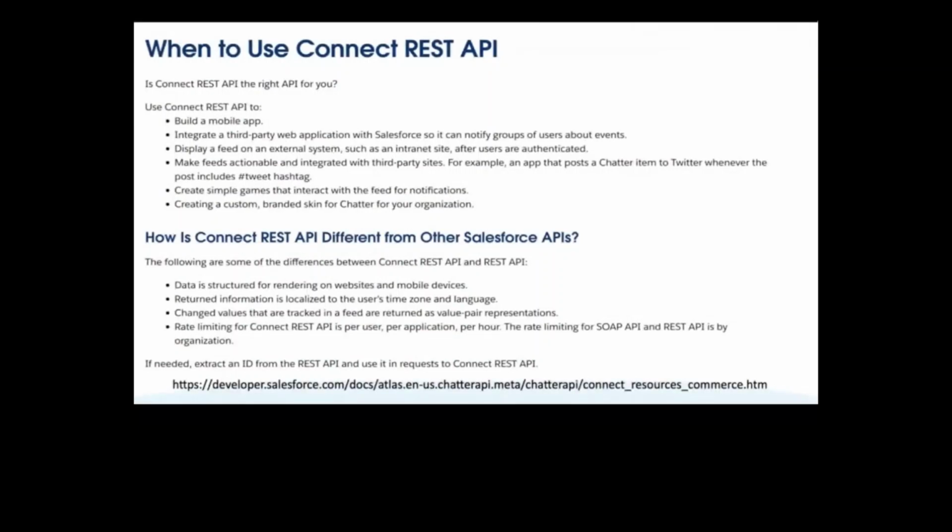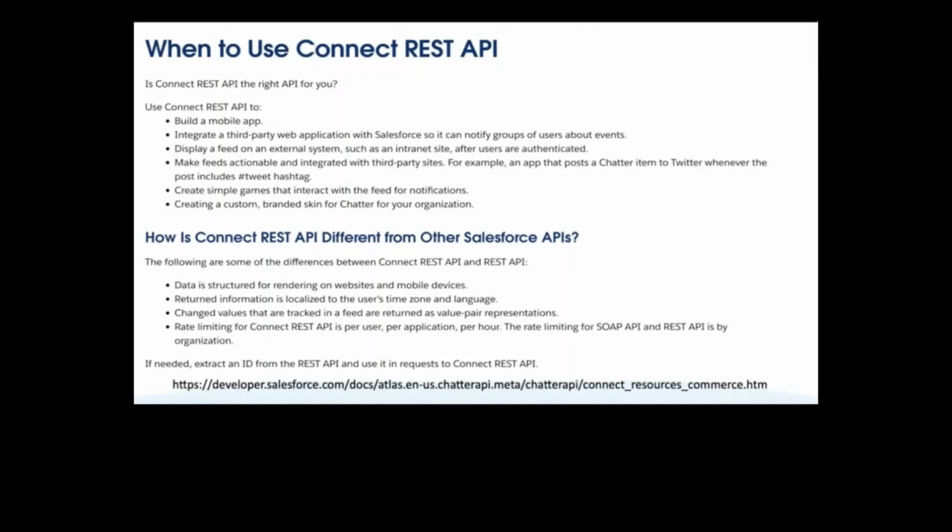We can use it when we want to build an app, integrate third-party web systems, and display an external feed to systems, actionable integrated third-party sites. If you want to post chatter or real-time notifications to different social channels, you could build some gaming also. It could build some custom branded skin for chatter of your organization. And there is one more question: how is this different from normal REST APIs?